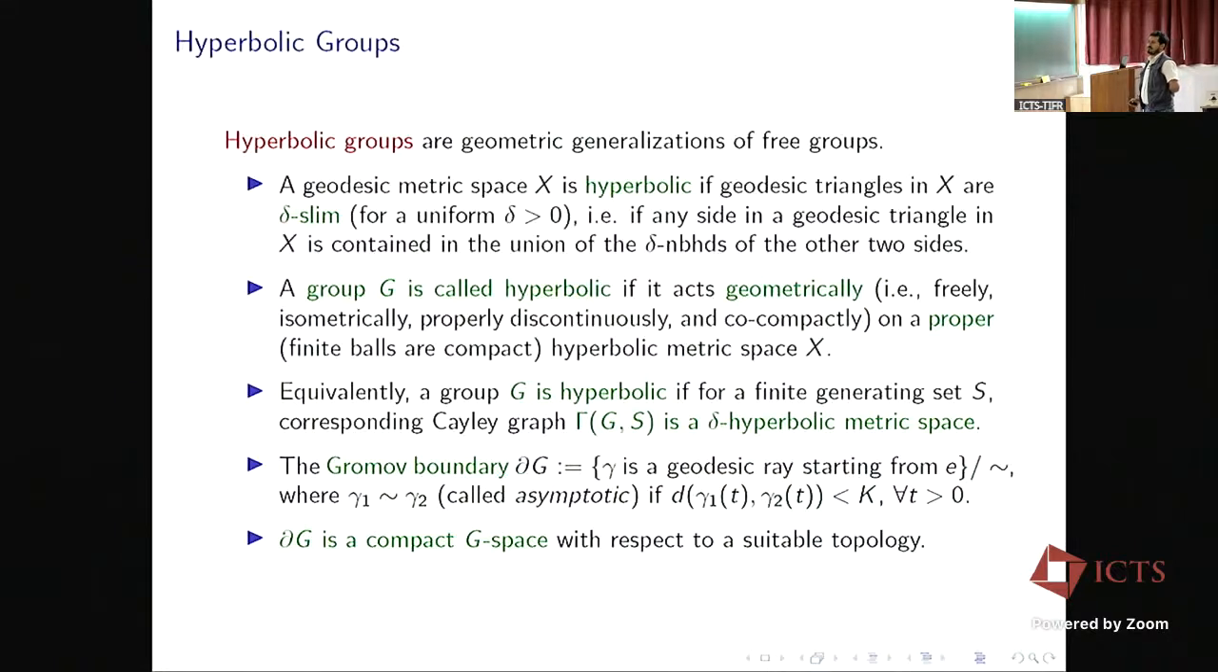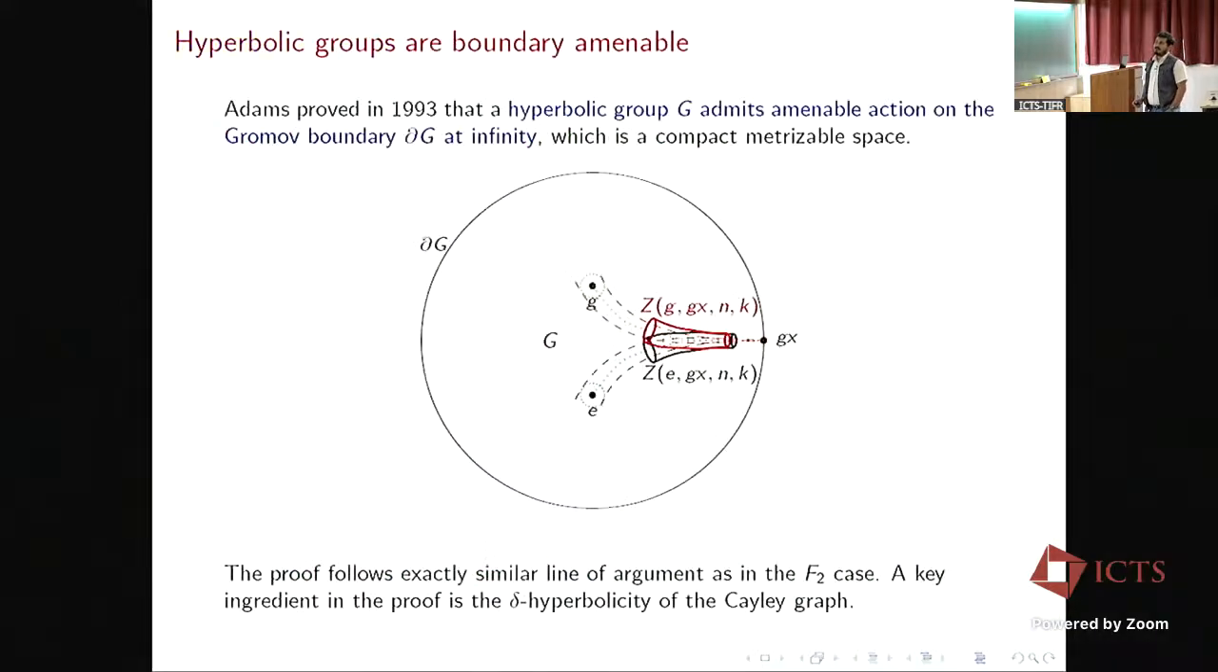They start from identity, and because we have unique geodesics, they are the same. So here we add this condition to identify geodesics, because their long-term behaviors are the same. They are going to the same point in the boundary. So this is a compact space. We have assumed a proper hyperbolic metric space with a suitable topology. Now, hyperbolic groups are also topologically amenable.